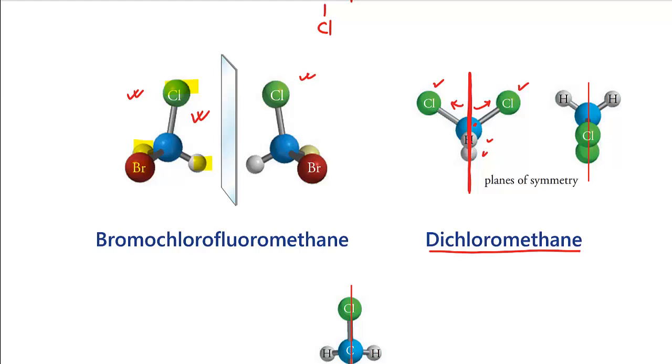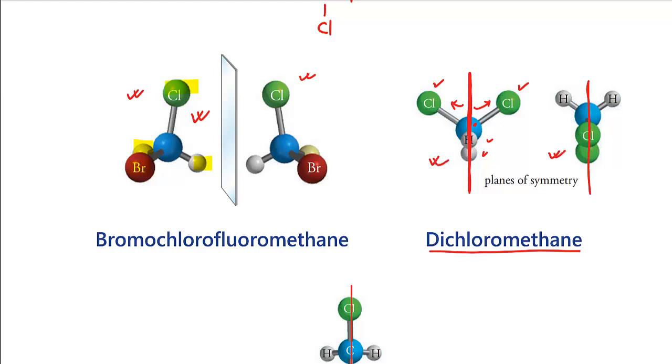So this means this molecule is not a chiral molecule. This is achiral. Similarly, I can see another plane of symmetry for the same molecule. What I can do is pass a plane through the 2 chlorine groups. So this molecule and this molecule are the same.